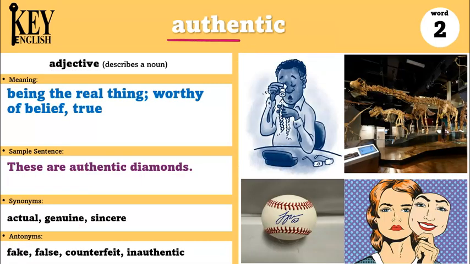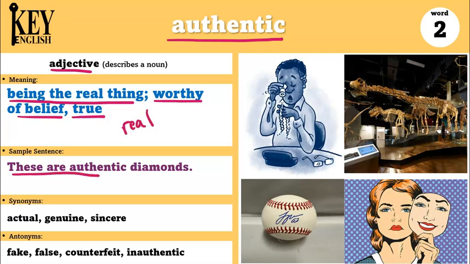Our next word is authentic. Authentic is an adjective and it means being the real thing, worthy of belief, and true. So something that is authentic, we can describe it as being real, not fake. For example, these are authentic diamonds. In this sentence, we're talking about how some diamonds are real.